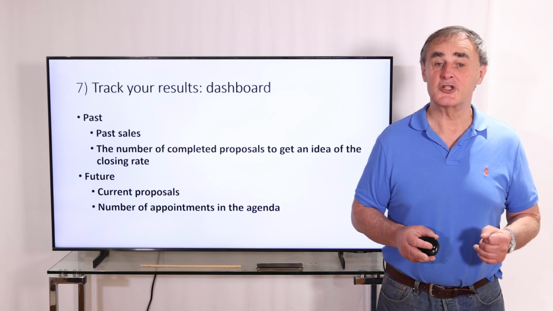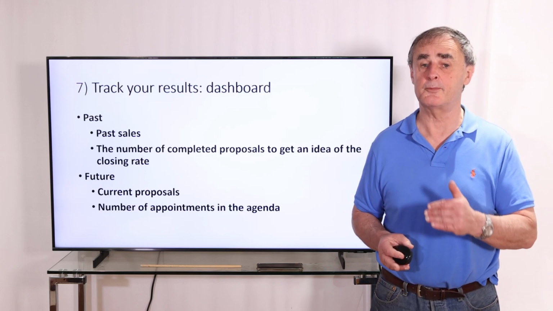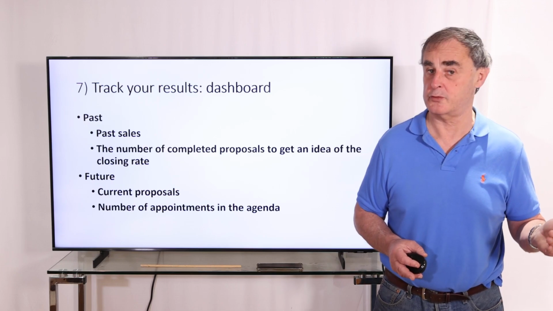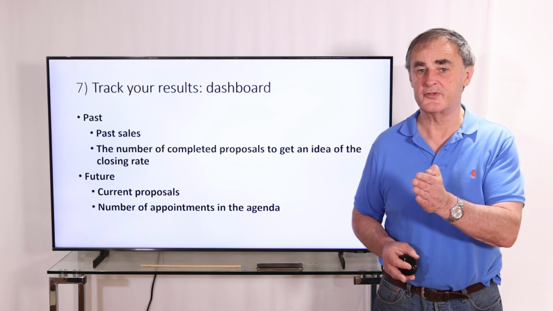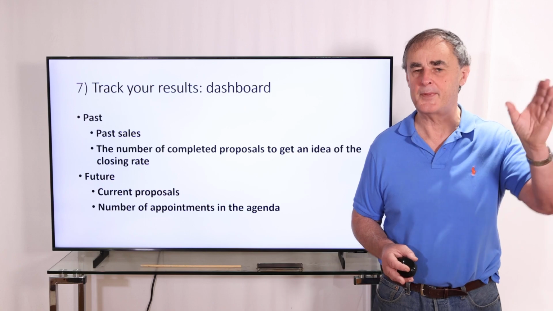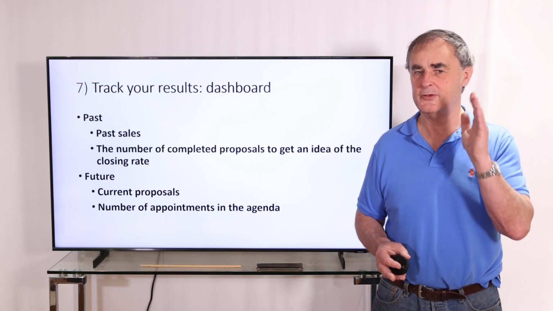And we're going to finish on tracking the results with the dashboard. The past results, that means the past sales, the number of completed proposals, to get an idea of your closing rate, and for the future, your current proposal, now ongoing proposal, and the number of appointments in your agenda. The past is going to tell you how efficient you were, the future, what's going to come.